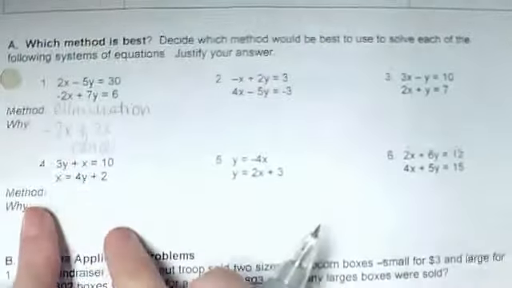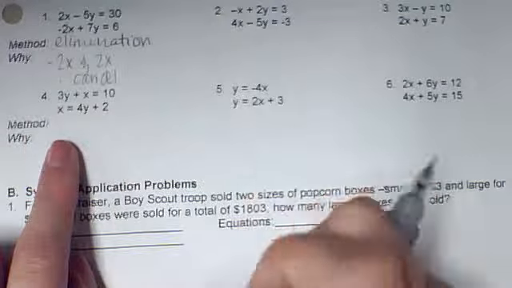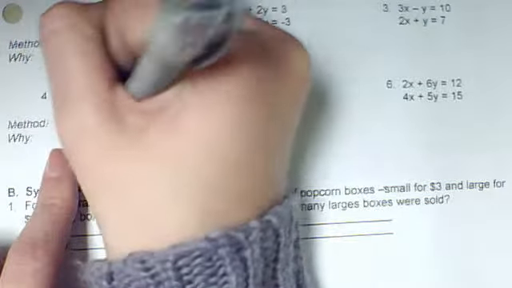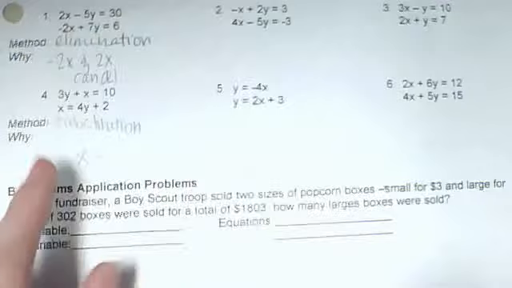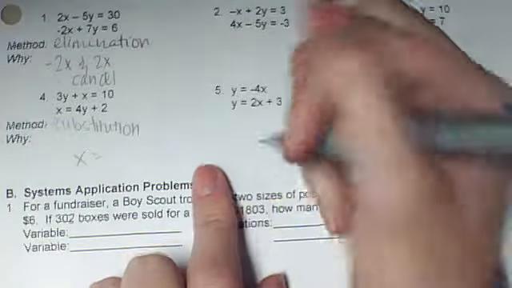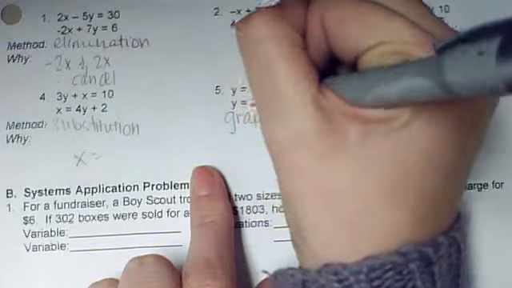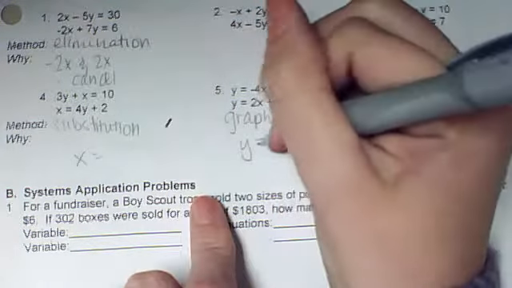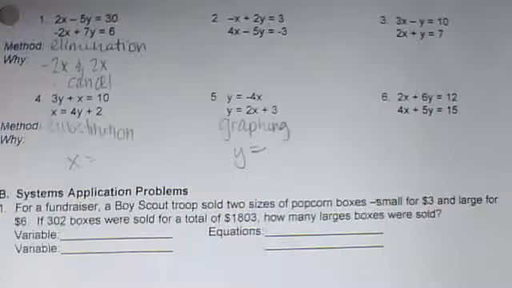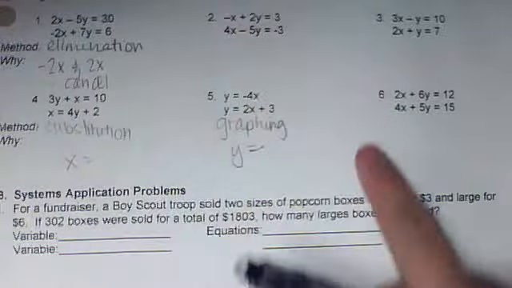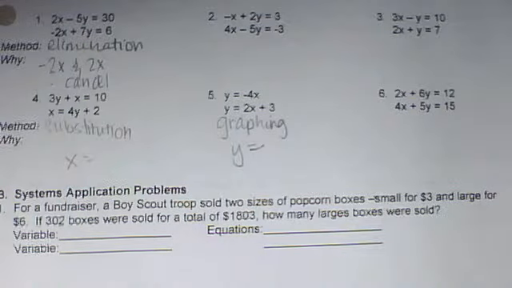Then we skipped down to number 4, and we said, well, which would be easiest, that one? And most of us said substitution. And that was because we already had an x equals. X was already solved for. Then we looked at number 5, and we said that one looked like maybe graphing because we had 2 that already said y equals. Now, I asked you to finish 2, 3, and 6 for homework. Your opinion may be different than someone else's. As long as you can justify or back it up, that's totally fine.